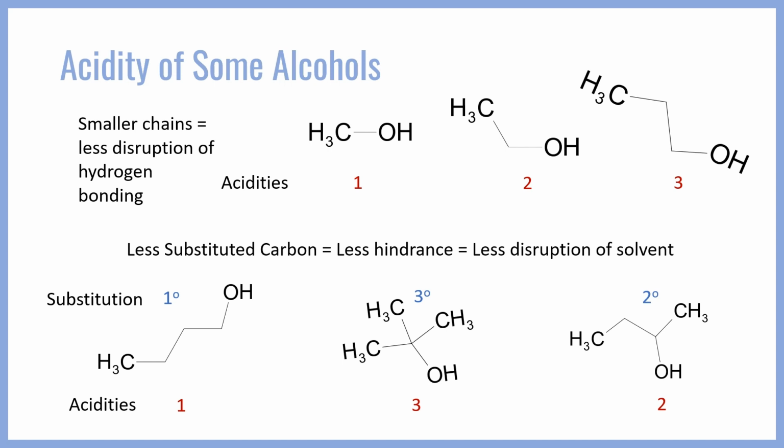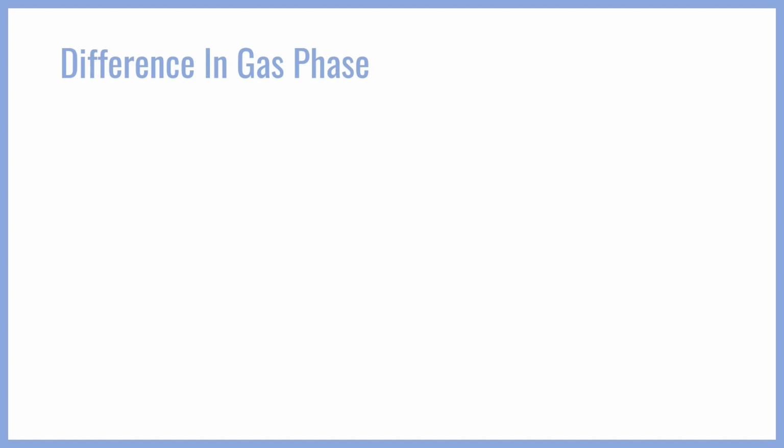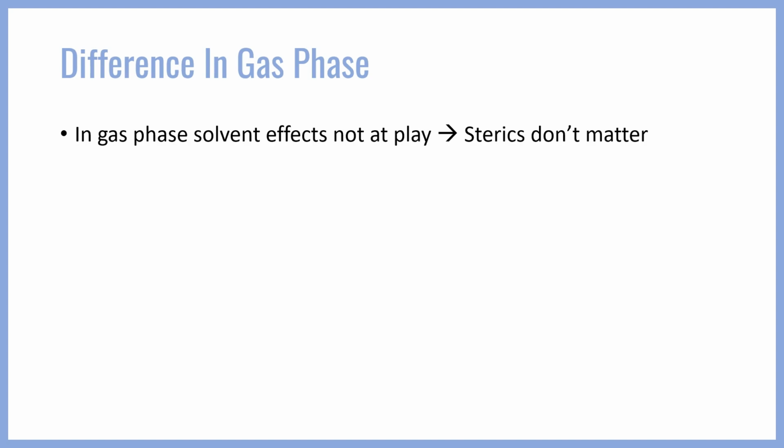And so it's very difficult to approach the conjugate anion to stabilize it, and as a result, it will be the least acidic. Right? So steric effects play a big role in solvent stability in the liquid phase. However, something very different happens in gas phase, and a discussion of steric effects wouldn't be complete without mentioning this. In the gas phase, solvent effects are not at play. There is no stabilization from solvents, and so the steric effects that are disrupting solvent effects don't really matter anymore.